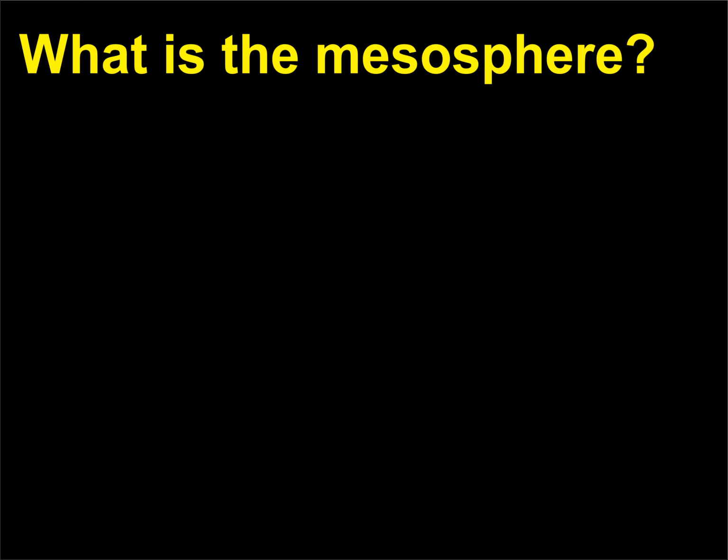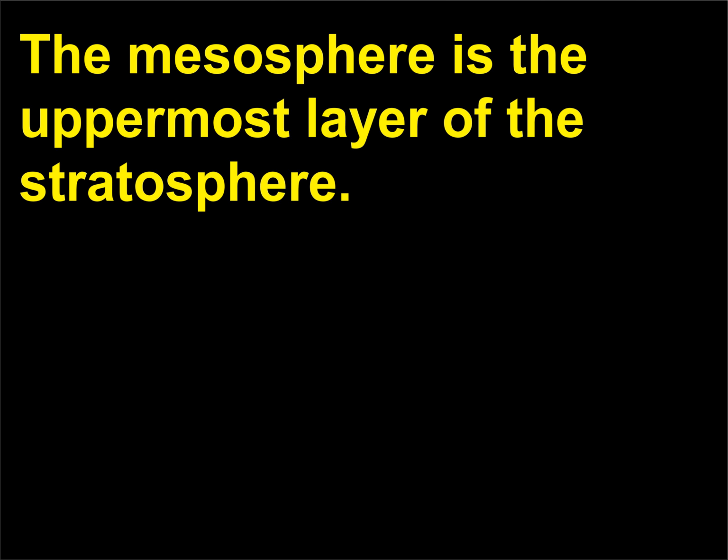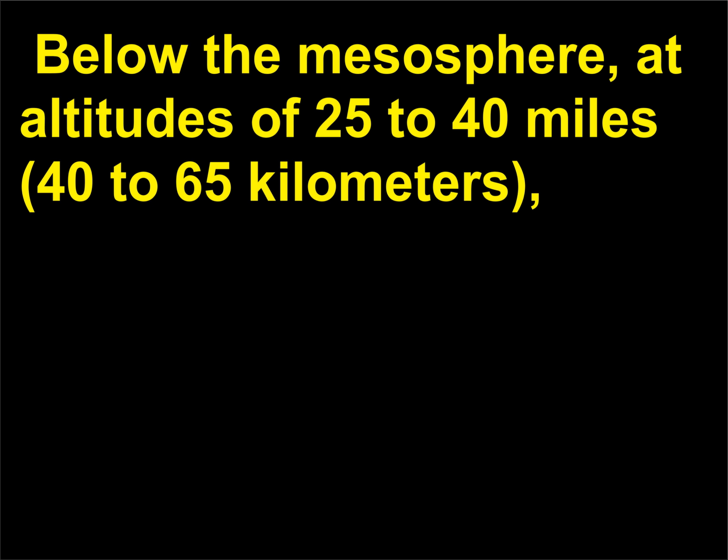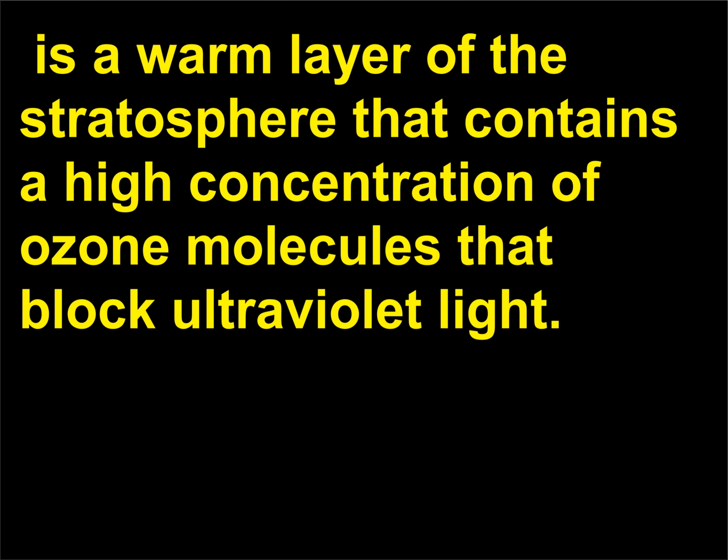What is the mesosphere? The mesosphere is the uppermost layer of the stratosphere. Below the mesosphere, at altitudes of 25 to 40 miles, 40 to 65 kilometers, is a warm layer of the stratosphere that contains a high concentration of ozone molecules that block ultraviolet light.